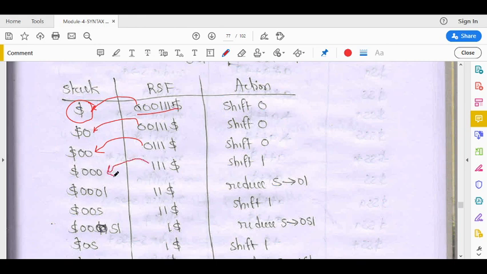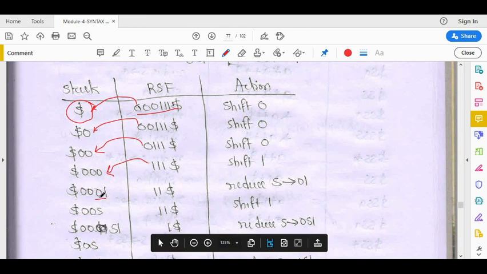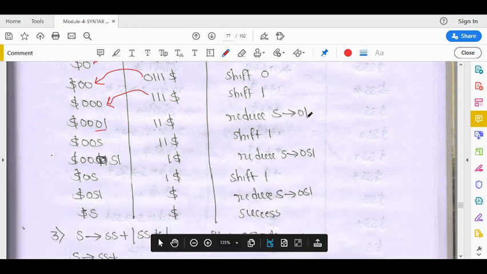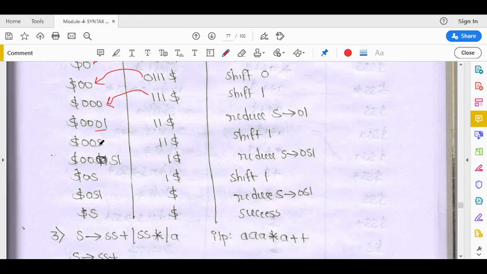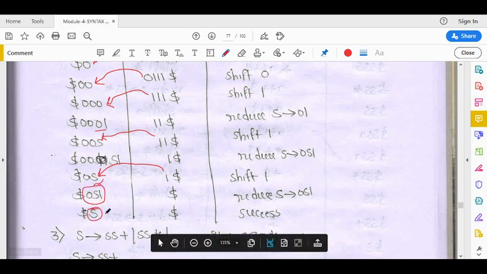So shift 1. So I have 0 1. So I can reduce 0 1 to S. Yes. And followed by, can I do anything with 0? No. I need another 1. So shift 1 to your stack. I have 0S1. So 0S1, what can I do? I can reduce it to S. Yes. So again, pushing your 1 or shifting 1 towards the stack. So I have 0S1. So 0S1 can be further reduced to S. So starting symbol with the dollar, it is a success state.